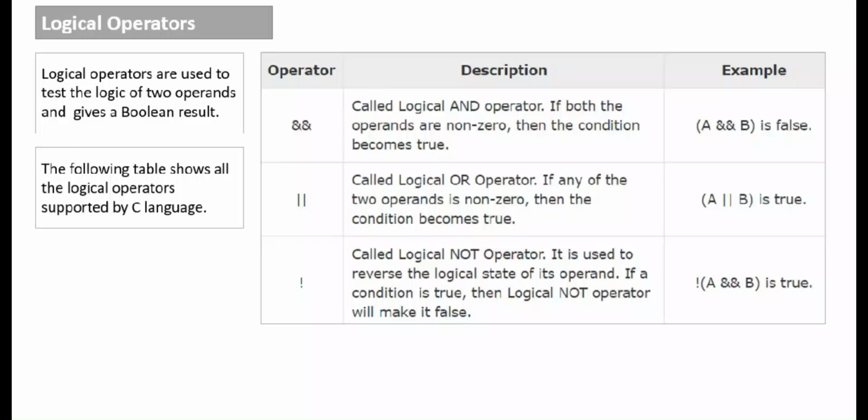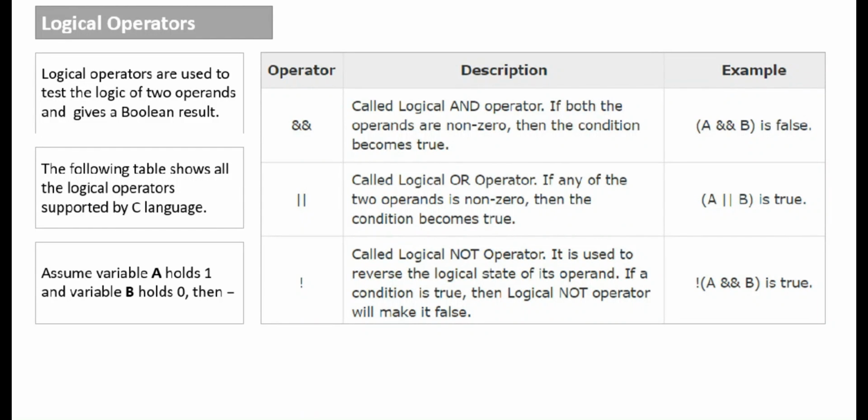Next is logical operators. Logical operators are used to test the logic of two operands and give a Boolean result. Boolean result is either true or false, just as we saw in the previous session. The following table shows all the logical operators supported by C language. Assume variable A holds 1 and variable B holds 0. Then A and B is false. That means 1 ANDing with 0 will give you 0, which is false. A or B, that means 1 or 0, will give you true.